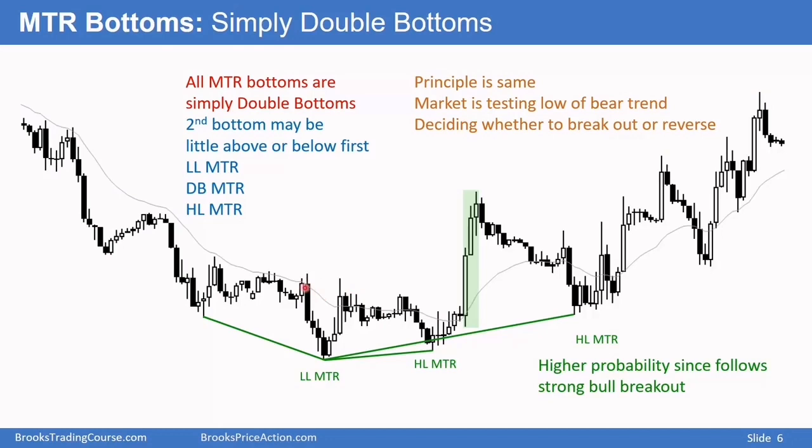The principle is the same with this, with this, with this. These are all major trend reversals. The market is testing the low of the bear trend and deciding whether it'll break to a new low or reverse up. We tested the low, reversed up, tested the low, reversed up, tested the low, reversed up.